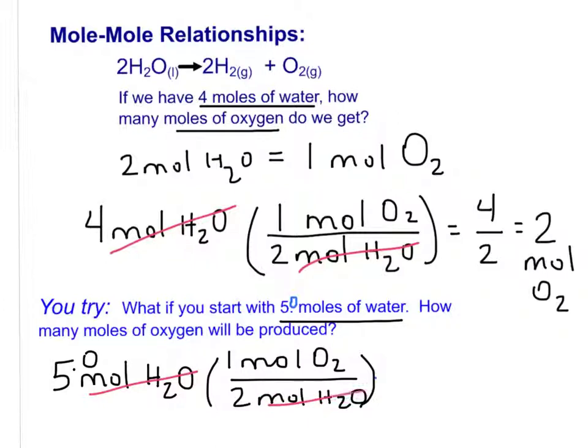Our moles of water cancel out, and we have 5 times 1 is 5, and on the bottom we only have a 2. So it's going to be 5 divided by 2, moles of oxygen, and that's going to be 2.5 moles of oxygen, and that's our answer.